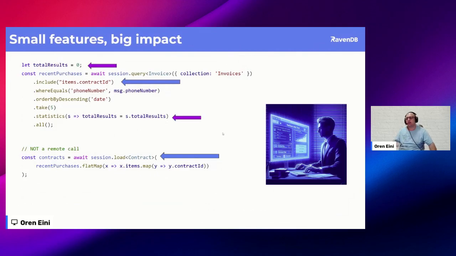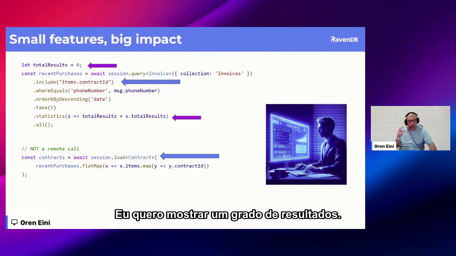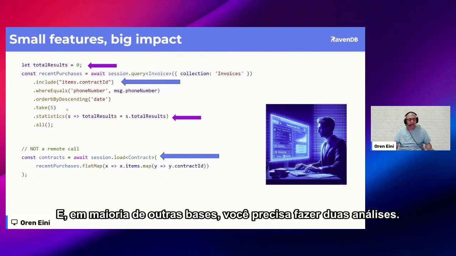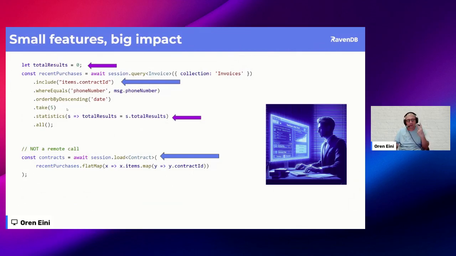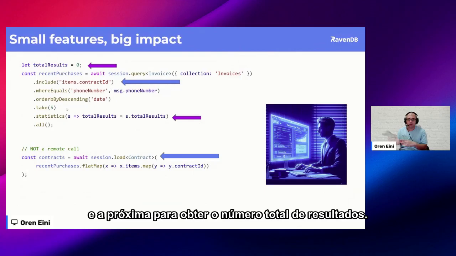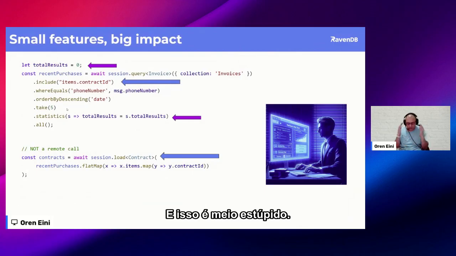Here's another example. I want to show you a grid of results. So show me the first 5. In order to show you the grid of results, I need to figure out how many results there are. And in most databases, you need to make 2 queries. One to get the first 5 results, and the next to get the total number of results. And that's kind of stupid. Why would I want to do that?